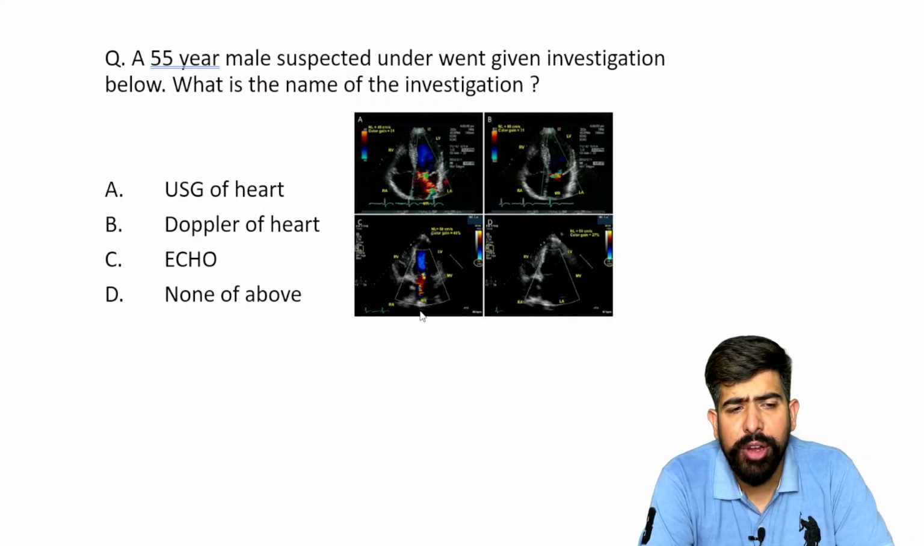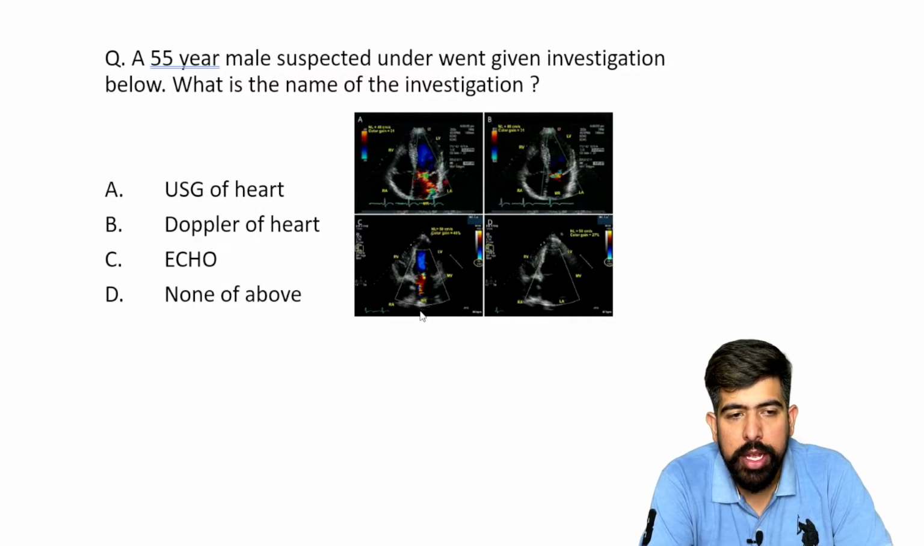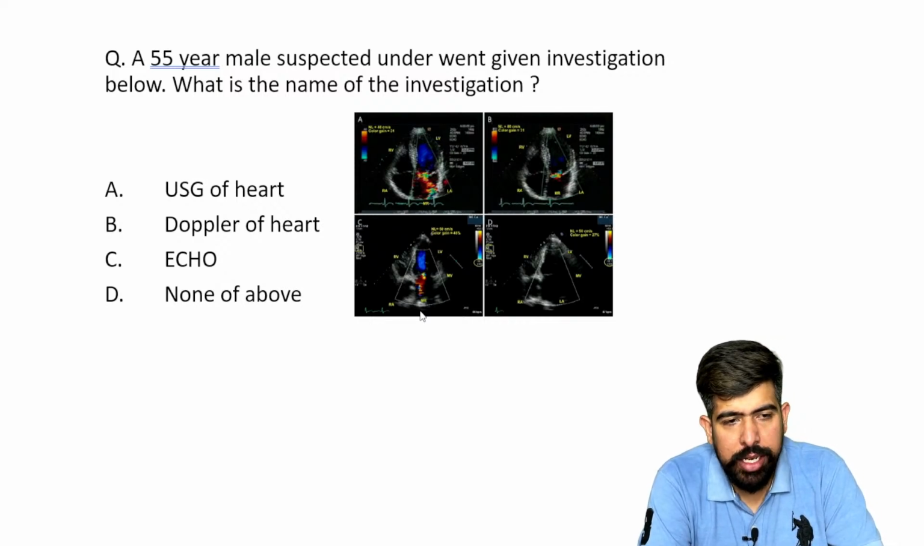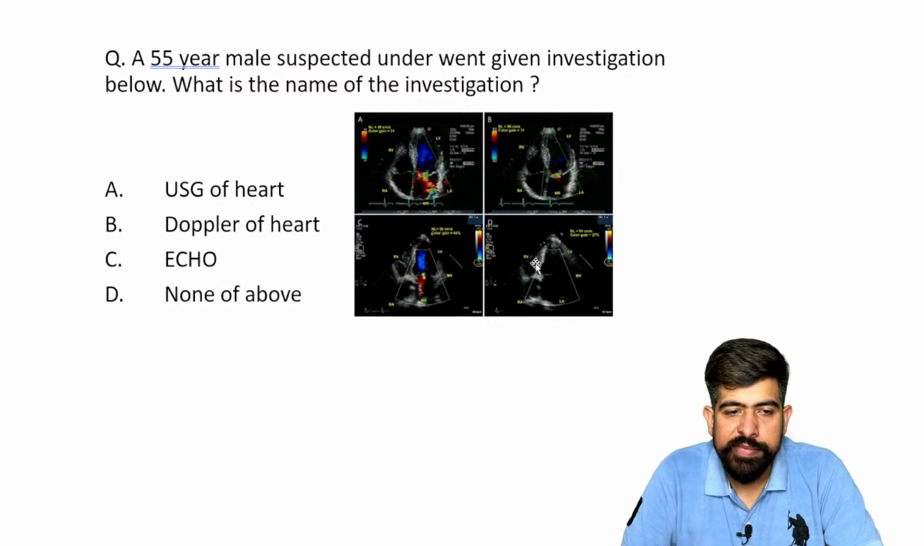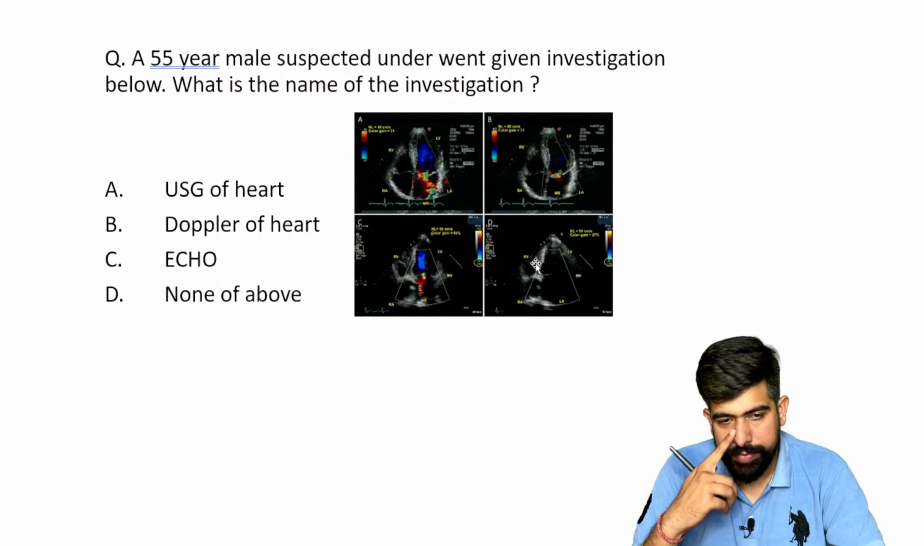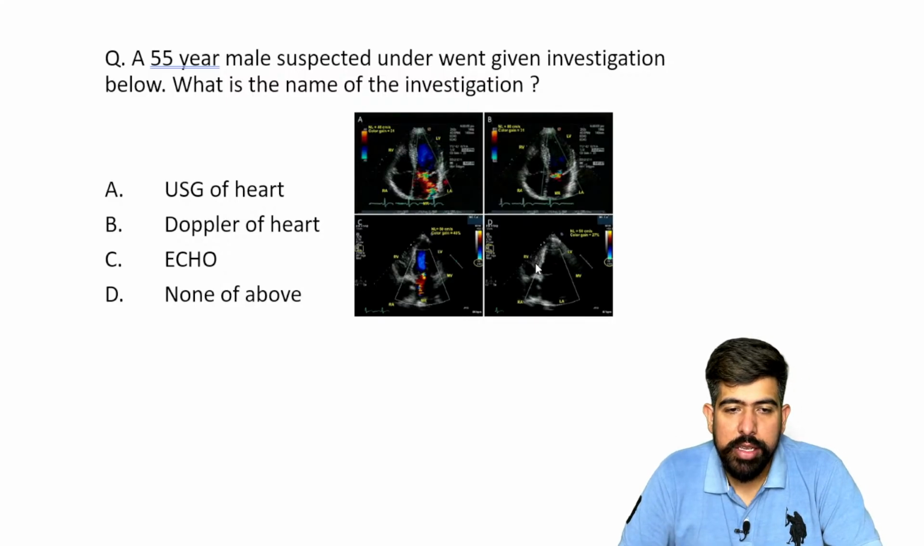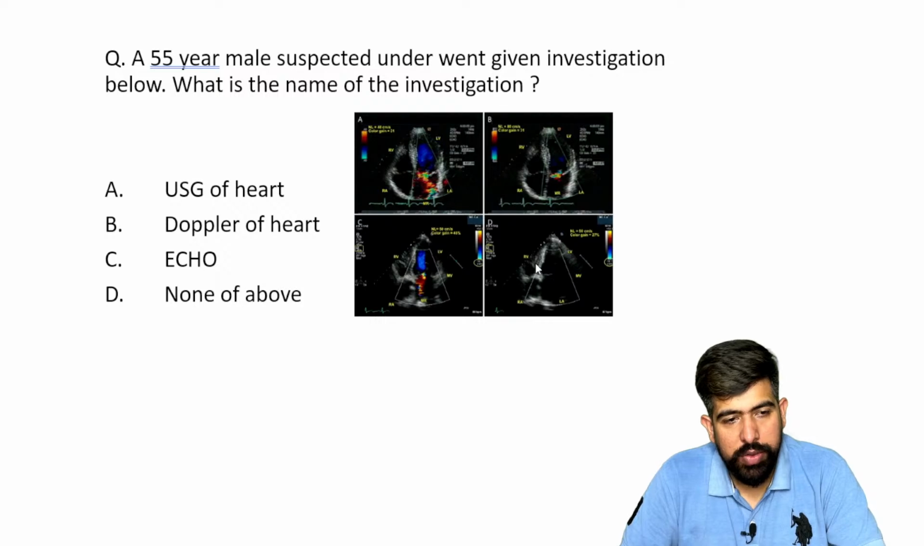Now, a 55-year male suspected underwent the given investigation below. The name of the investigation they are asking you. Very easy. I hope you can see it. What can it be? The investigation through this. What can it be? Very good.